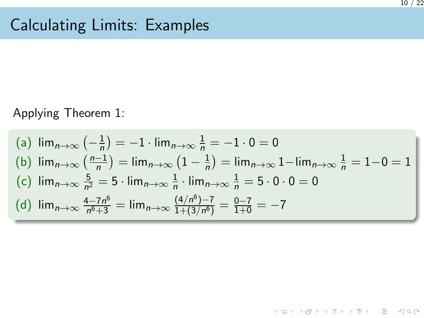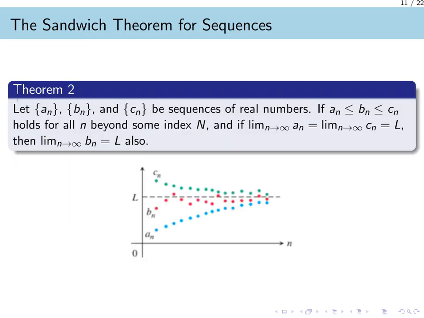After this step, the terms with n in the denominator approach 0, leaving a final result of -7. Now let us look at a very intuitive but powerful result called the sandwich theorem for sequences. This theorem provides a clever way to find the limit of a sequence that might be difficult to calculate directly.